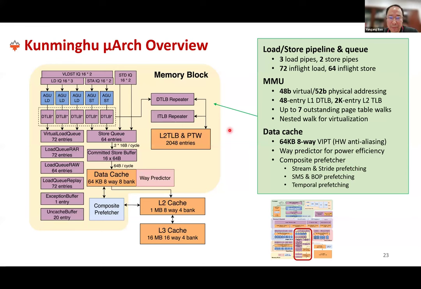For load/store, the memory block and the load/store pipeline, there are three load pipelines and two store pipelines. It supports 72 in-flight loads and 64 in-flight stores. The MMU already supports 48-bit virtual addresses. And for the data cache, level one is 64. We also provide composite prefetchers, including streaming prefetching, stride prefetching, SMS, and BOP prefetching and so forth.